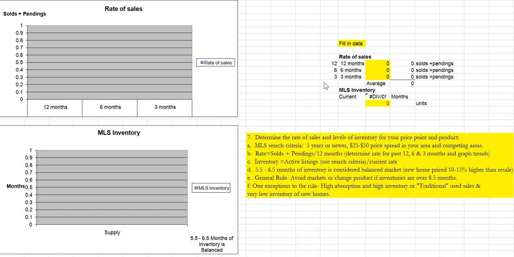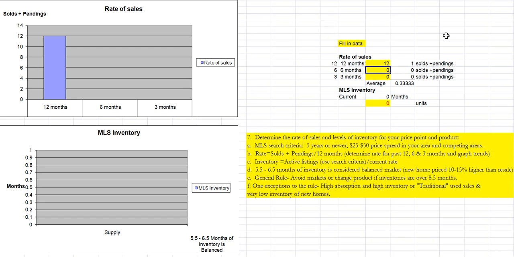So I go in my search criteria. The first thing I do is find out how many solds and pendings in my particular micro market happened in the last 12 months. Let's just say in this case there was 12. Now I'm going to do the same search for 6 months, solds and pendings. Let's say there was 6, and for 3 there was 3. So if I divide all those out, my average is 1 per month. So I'm selling 1 home per month in this particular micro market.